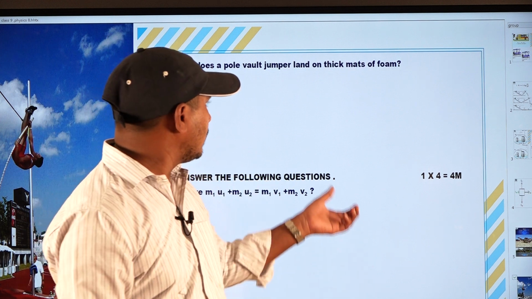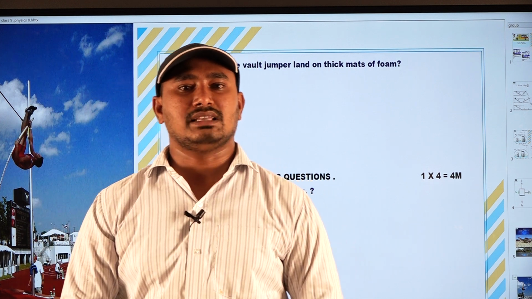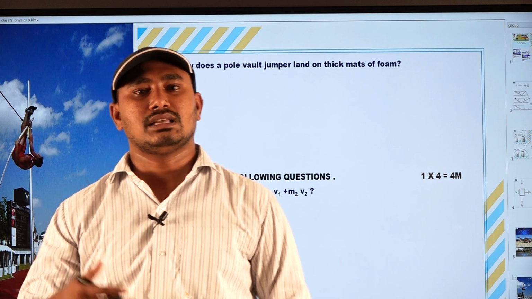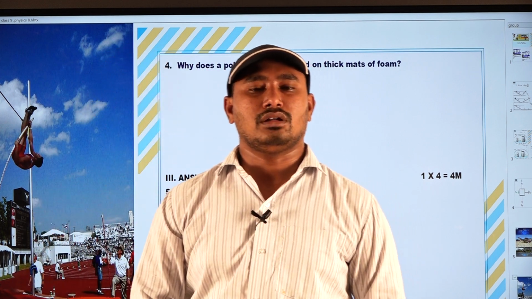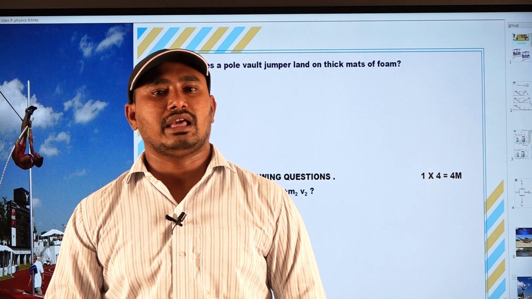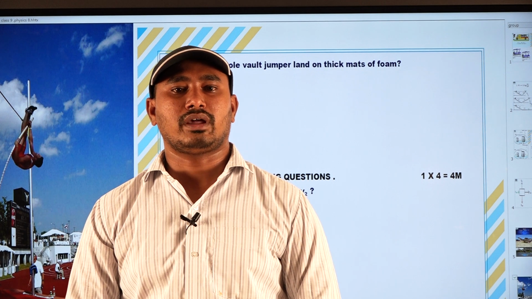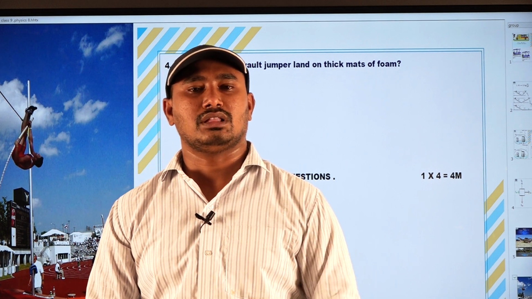In case thick mats are not available, when the pole vault jumper's body comes into contact with the ground, they get hurt by the ground. That is why we mostly use those mats.